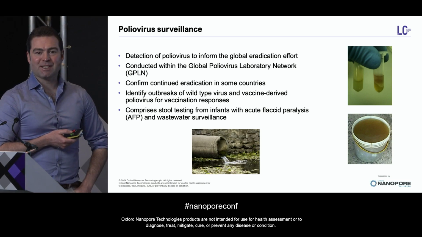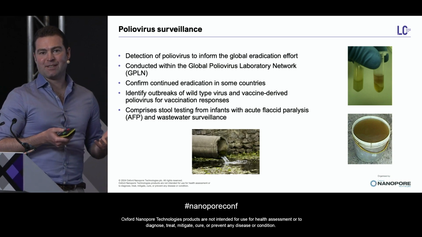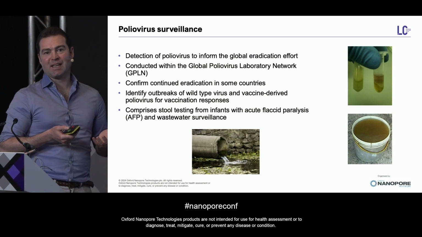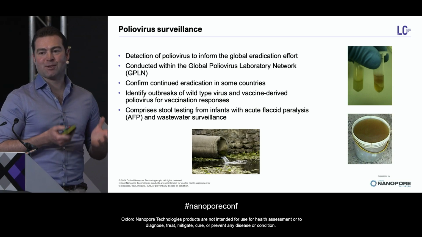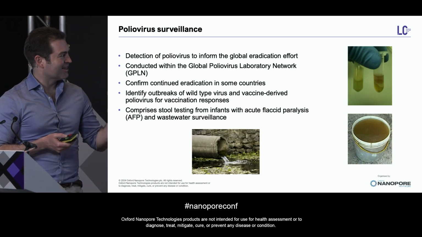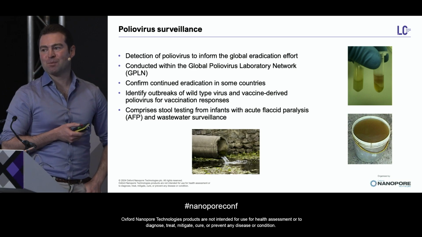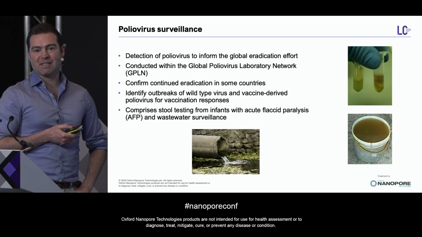And also to identify strains of the vaccine virus. This is the oral poliovirus that can actually circulate in populations of low poliovirus immunity. So if it's circulating, then they actually respond with more vaccine to try and stamp it out. So this is only a problem if you've got low population immunity to poliovirus.